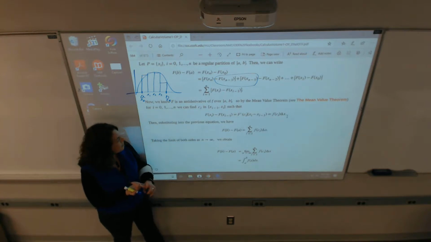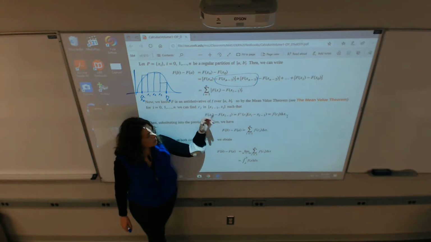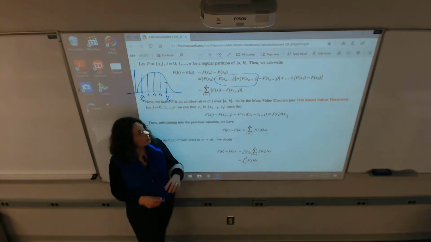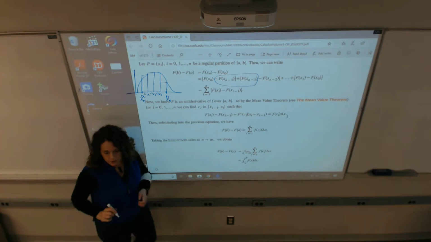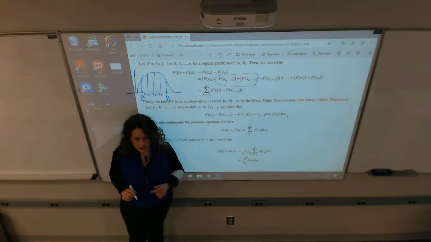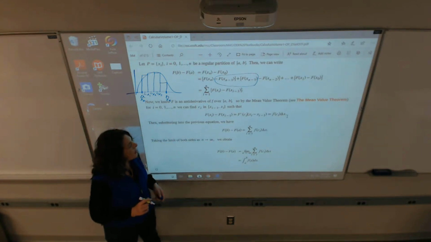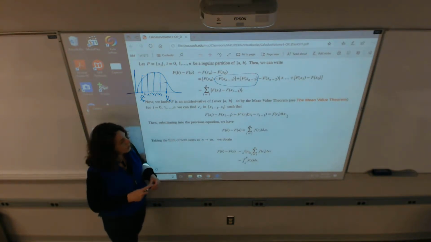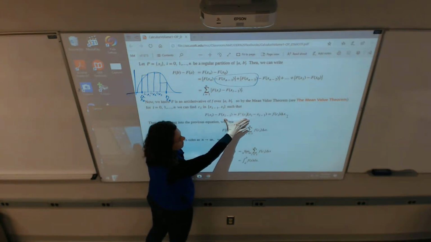So I've got the mean value theorem, and because I have the mean value theorem, it means there has to be some point in every interval. In each one of these, I should be able to find a C1 and a C2 and a C3 and a C4 where what is true? The slope of the tangent line equals the slope of the secant line. That's correct. So if I have a point where the slope of the tangent line equals the slope of the secant line, then I should be able to write this down here, right?